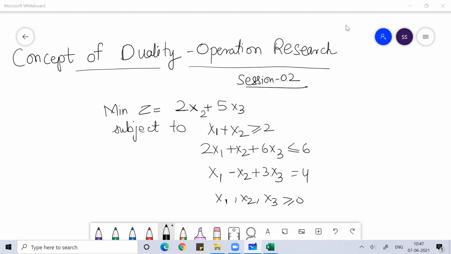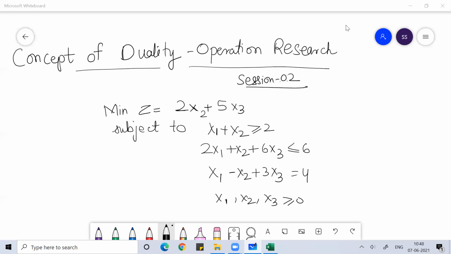Then the third thing is that the RHS of the primal problem, which we write in the constraints, here you can see the RHS are 2, 4 and 6. Those RHS of the primal will ultimately become the cost coefficients of the objective function of the dual, while the cost coefficients of the objective function of the primal become the RHS of the constraints of the dual. So these things we need to remember.